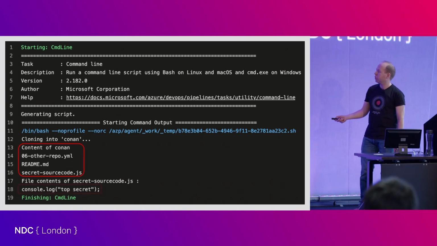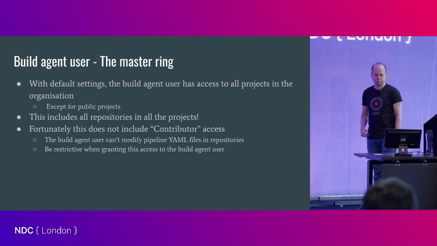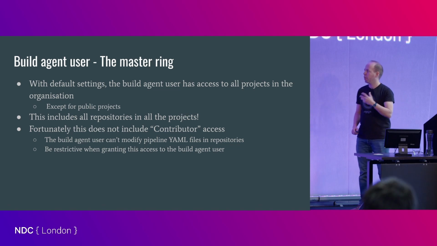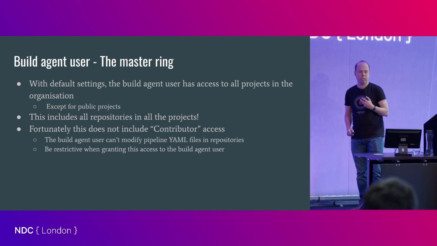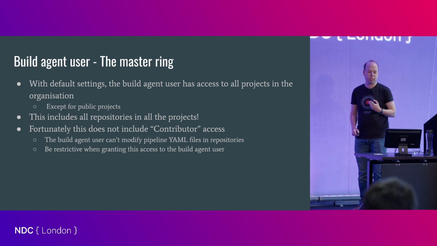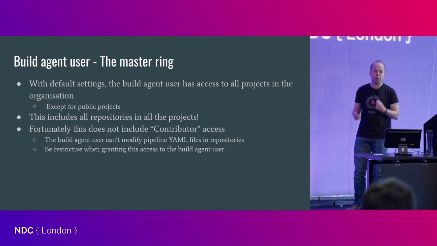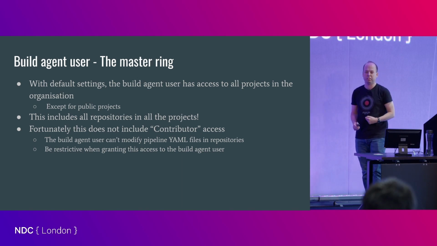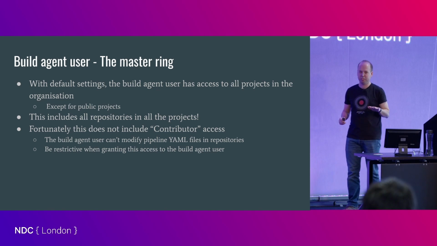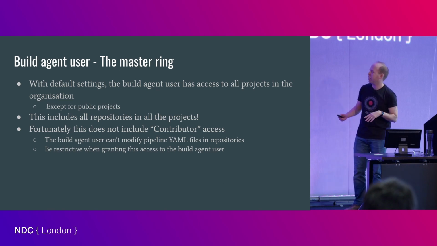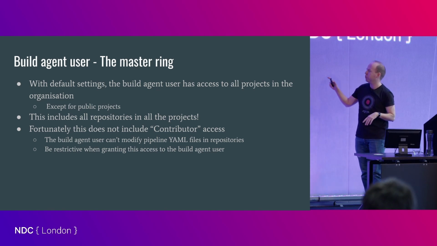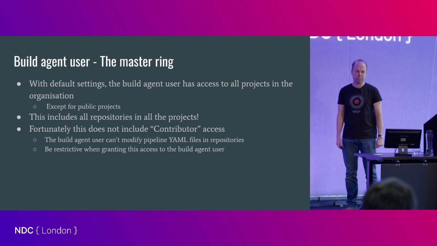Okay. Short demonstration of this technique. But why was this possible? Because the pipeline is not run by you. It's run by the build agent. And the build agent user is the master key. With the default setting, the build agent user has access to all the projects in the whole organization. Everything. Okay, I'll say that again. All the projects, all the repositories in the whole organization.